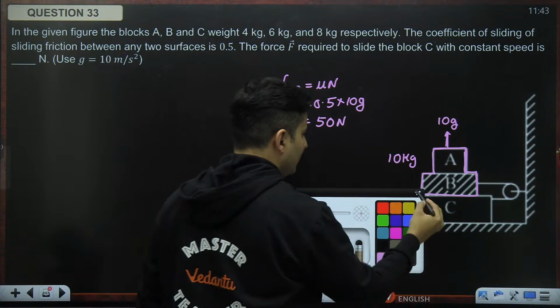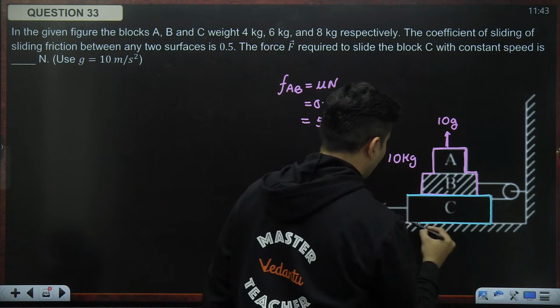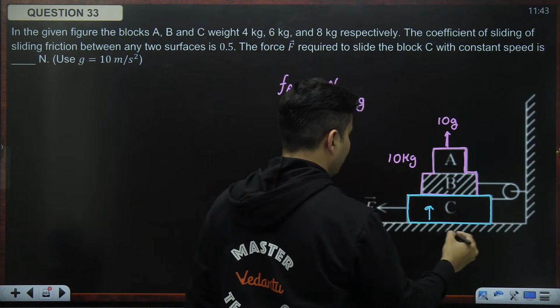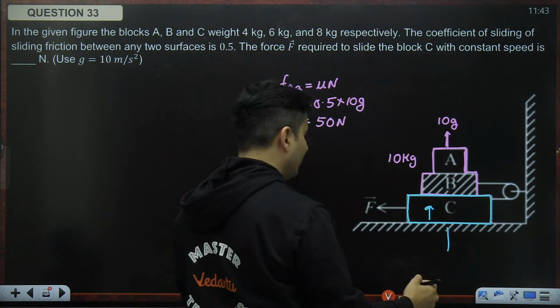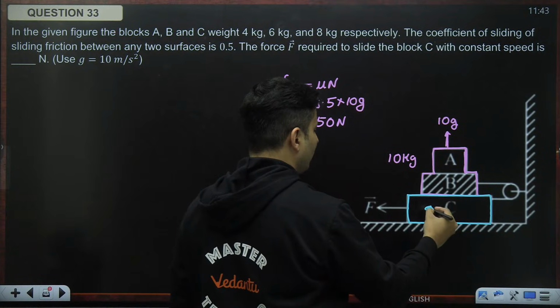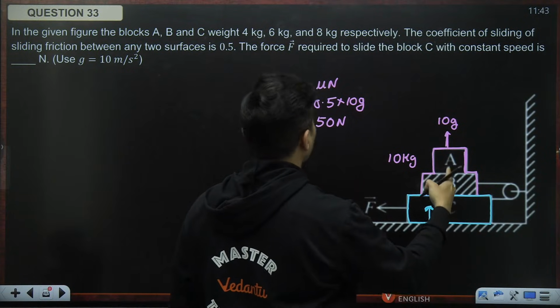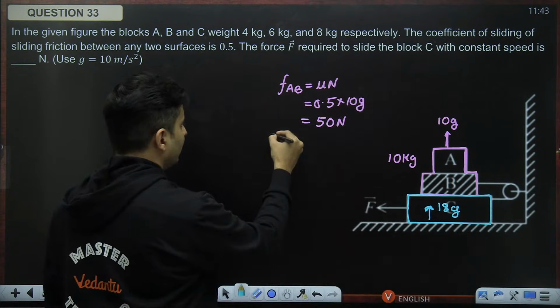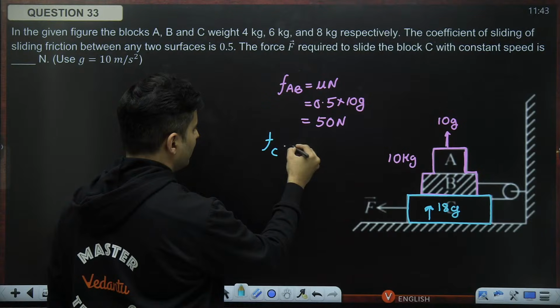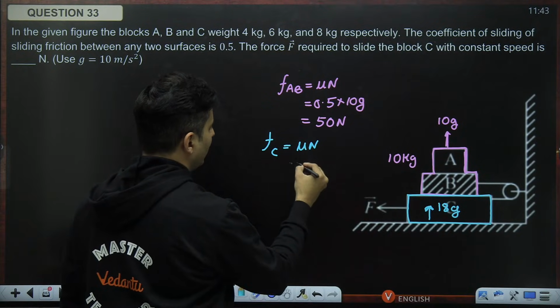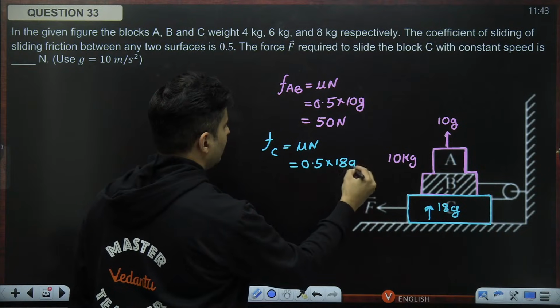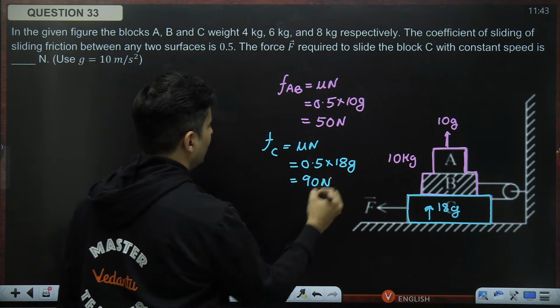Now, when you just consider the block C, the normal which it experiences will be the total weight which it will balance. So this normal will be 10 plus 8, so that will be 18 g. So the friction at the bottom surface of C, which is again mu into N, mu is 0.5, this is 18 g, which is 180. So that will become 90 Newton.